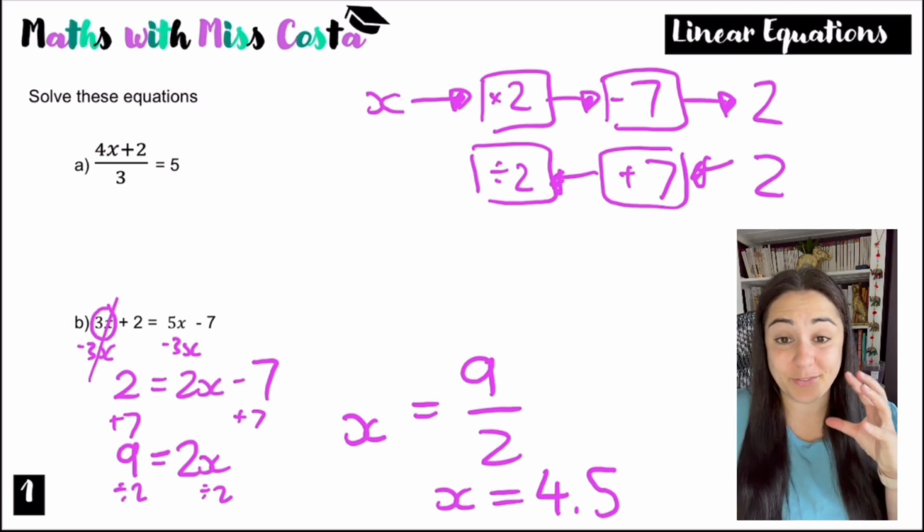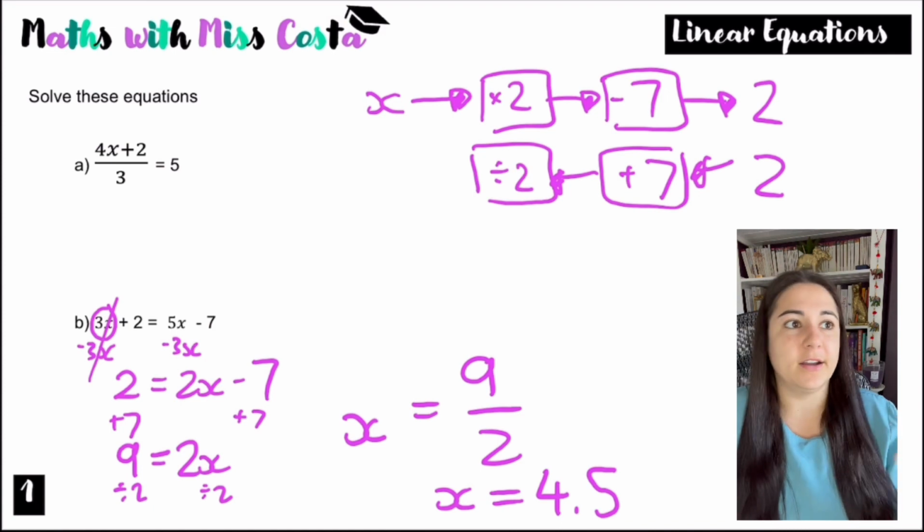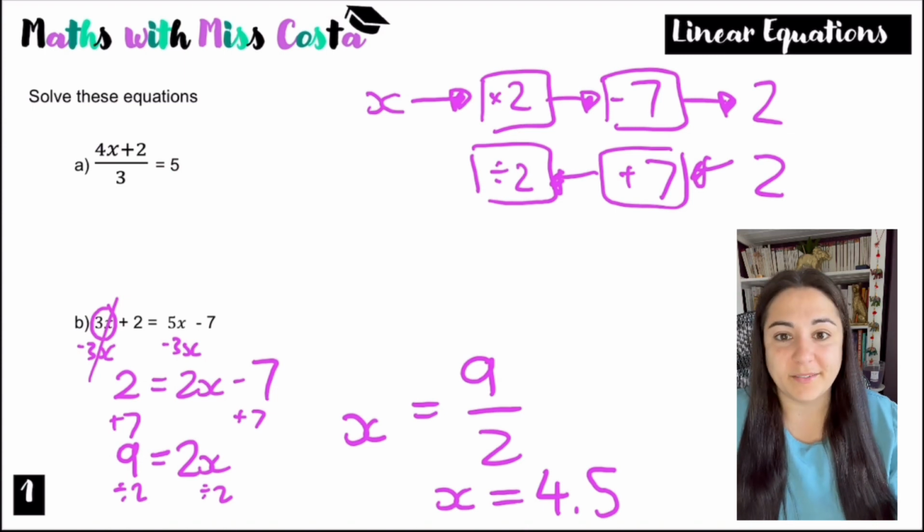Don't be afraid to leave things in fraction form, especially if they're nasty numbers, like if you've got something like, I don't know, 13 over 3. Might be a bit tricky to do, so just leave it as a fraction. That's absolutely fine.